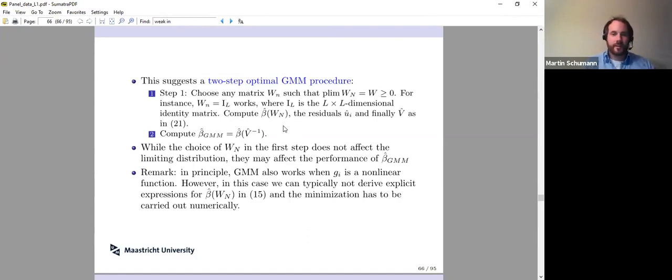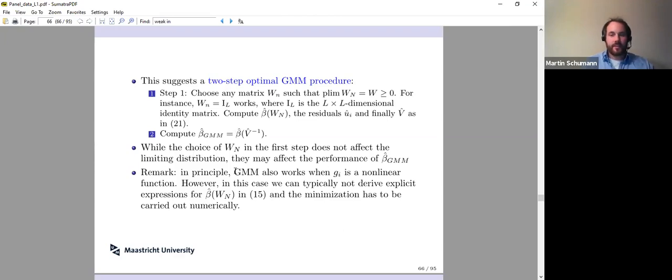Now, of course, whatever you choose in the first step is in principle fine in theory, right? Because this does not influence consistency, and consistency is all that we need in order to get a two-step optimal GMM procedure. Of course, in small samples in application, the choice of Wn in the first step can make a difference. Some people use the two-stage least squares estimator in the first stage in order to get a consistent estimator. Other people use simply the identity matrix.